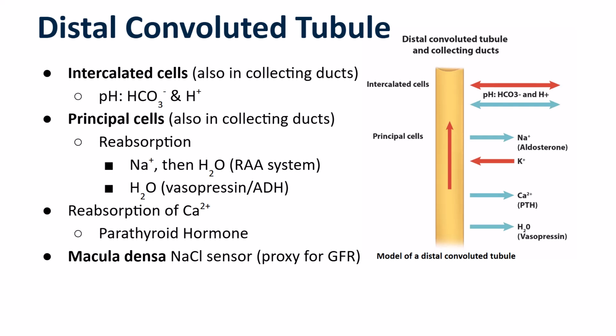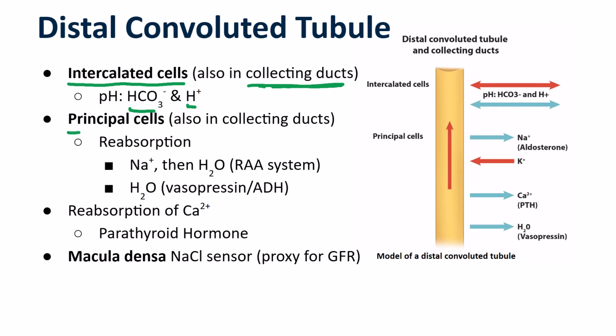The distal convoluted tubule has a variety of cell types. There are intercalated cells, and the role of intercalated cells is to help fine-tune pH. So, for instance, they are capable of secreting or reabsorbing bicarbonate ion or protons. There are two different types of cells within the intercalated cells that can keep or excrete either of these ions. These intercalated cells are also present in collecting ducts, so that work can continue after the filtrate leaves the nephron.